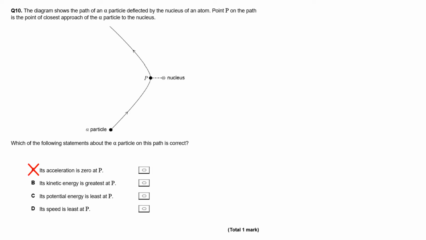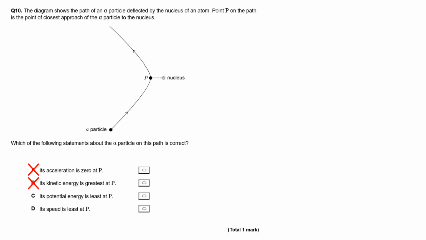Okay, so first of all, its acceleration is 0 at P. No. The alpha particle is closest to the nucleus at point P, which means the electromagnetic repulsion is going to be the largest at that point. So it's going to have maximum acceleration at P.